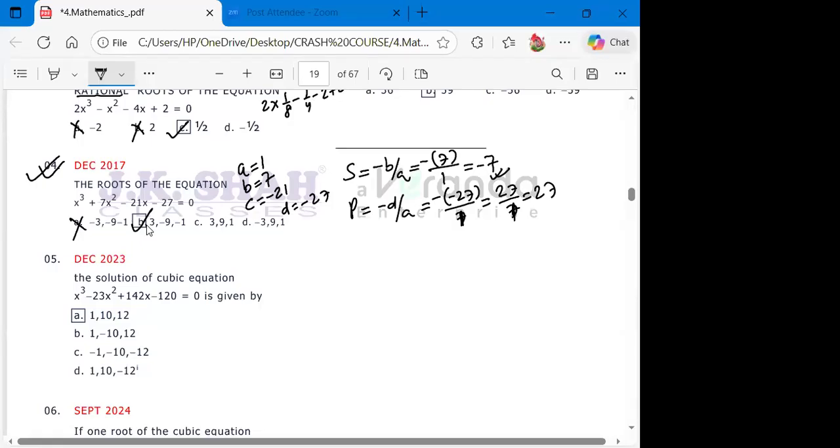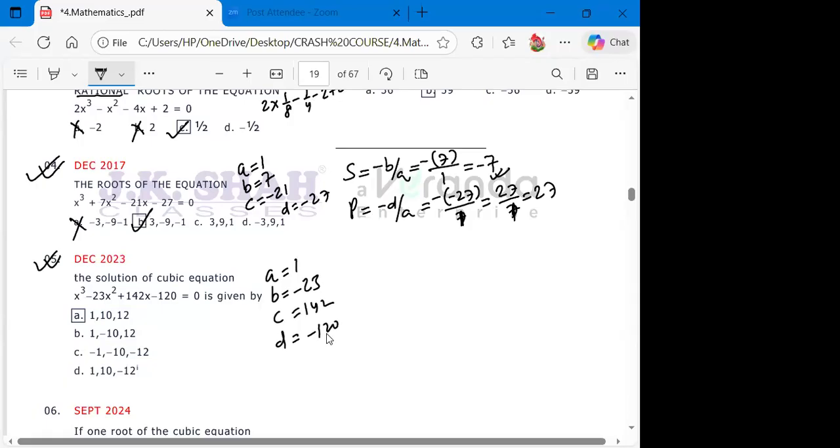Same approach. Cleared? Now, fifth number. Just tell me one by one. A is how much? 1. B is how much? Minus 23. Very good. C is how much? 142. D is how much? Minus, be careful with the sign.